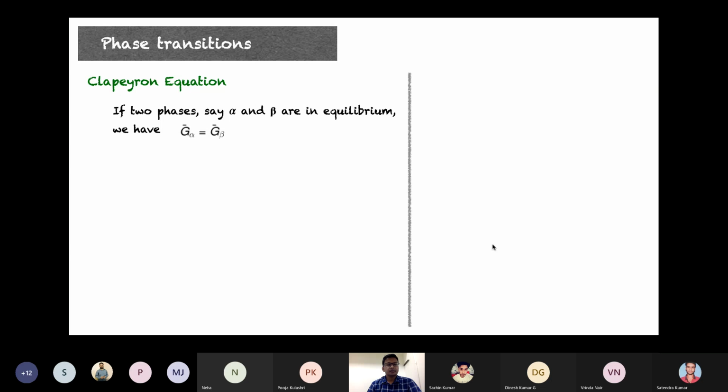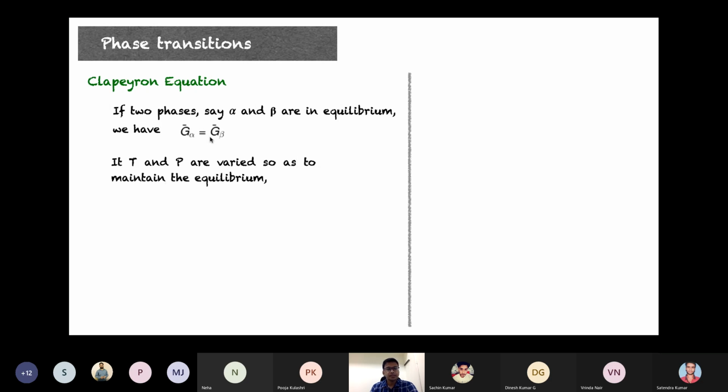Then we move to the Clapeyron equation. The mathematical way to understand phase transitions was given by Clapeyron, and it was based on some ideas that we just discussed: if two phases, let's say alpha and beta phases, are in equilibrium, then the free energy of one phase should be equal to the free energy of the other phase. Again, these are molar free energies. So G alpha from the alpha phase and G beta from the beta phase are equal when they are in equilibrium.